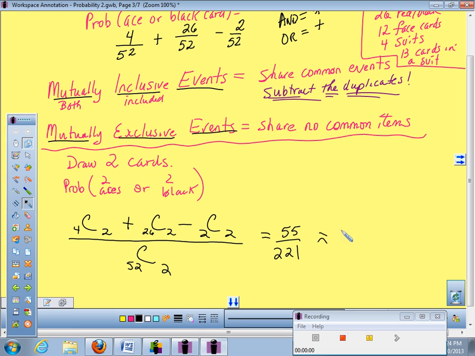That's about a 24.9, so right about a 25% chance that you would get 2 aces or 2 black cards. Which kind of sounds about right.